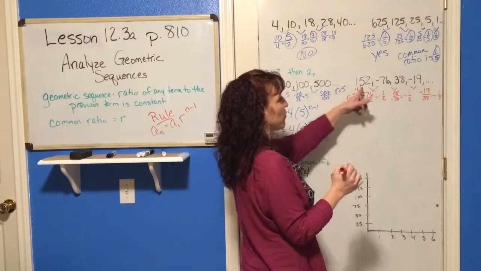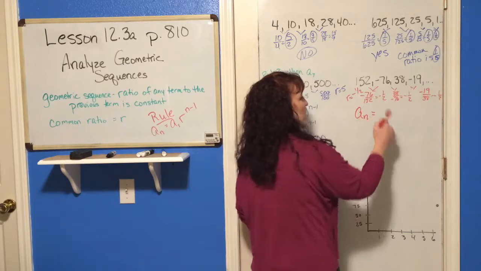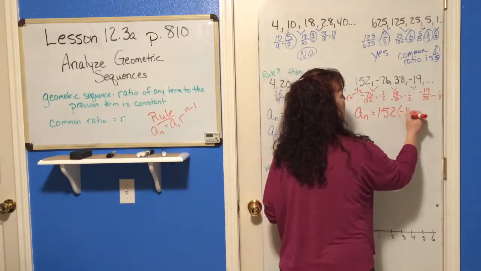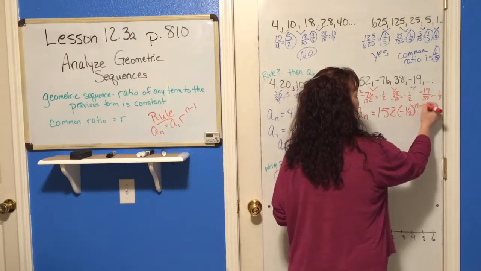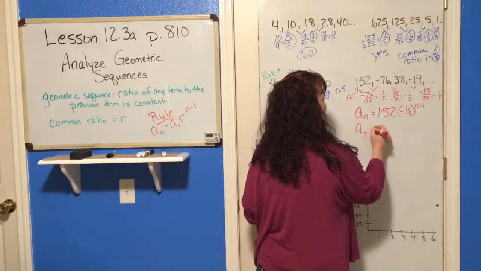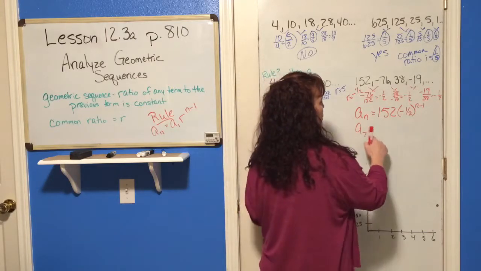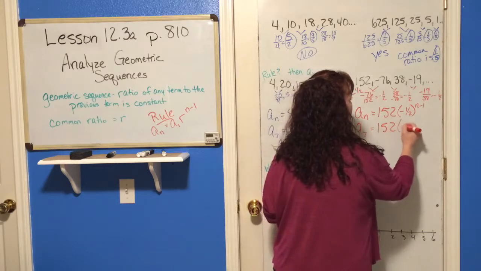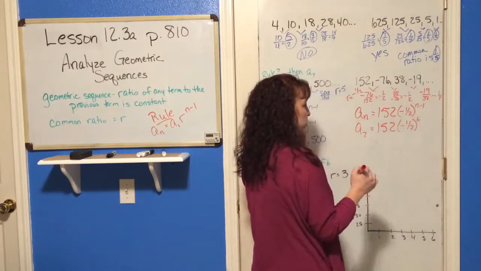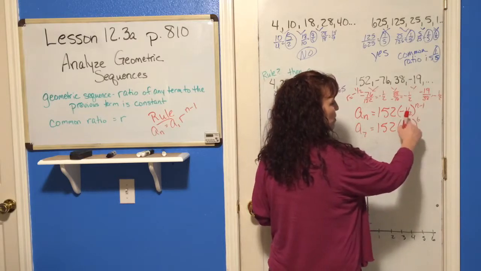So we're going to plug our first term and our ratio into our rule. So our rule is a sub n is going to equal the first term, which is 152, times the common ratio, which is negative 1/2, raised to the n minus 1 power. There's your rule. You're done with that part. Then to find a sub 7, the 7th term, you're going to take 152 times negative 1/2 to the 7 minus 1, or the 6th power. Negative 1/2 to the 6th power, it's even, so it's going to be positive.